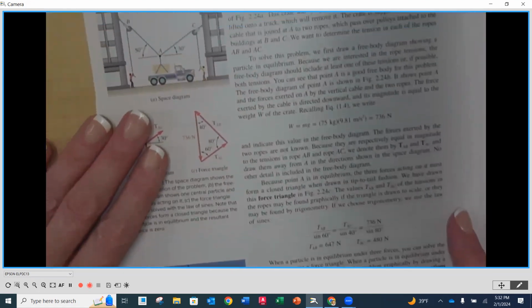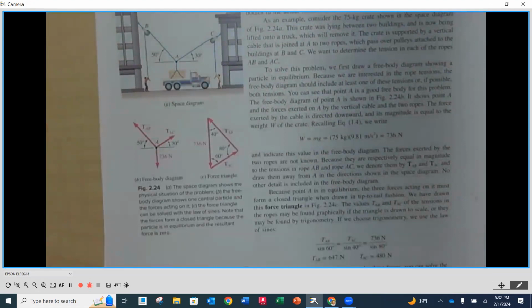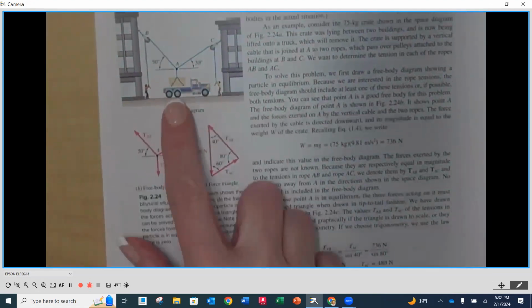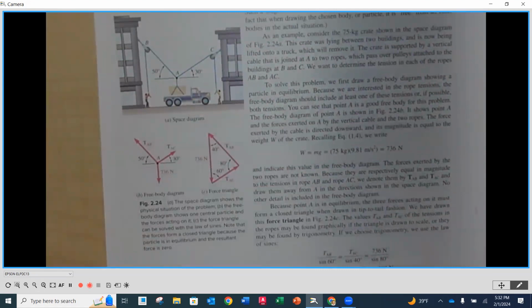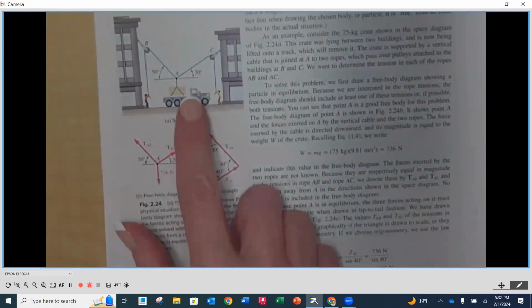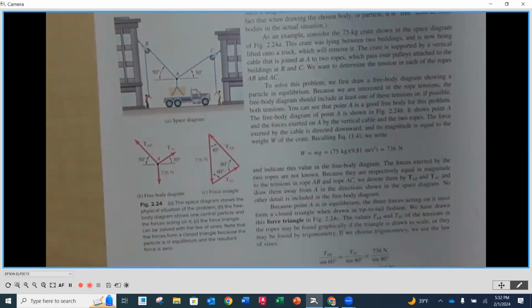So for instance, you'll notice that in figure 1224, we have a package or some sort of cargo that is being lifted with a cable, and we have two cables going up to B and C that are all connected at point A.